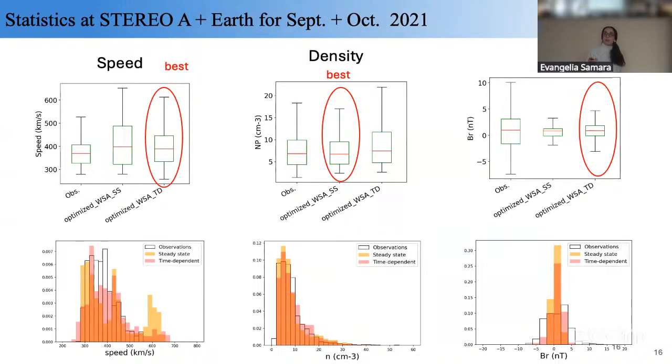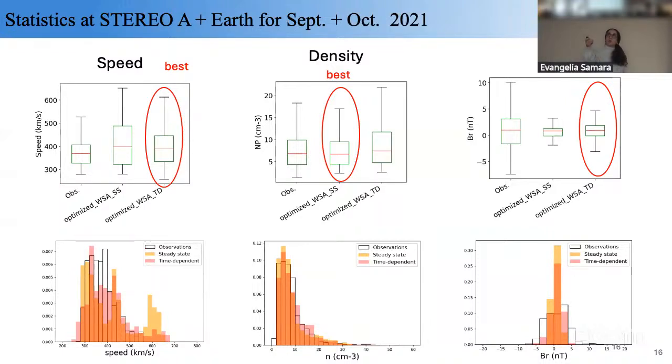With the steady state, always indicated in yellow here, and with the time dependent, indicated in red, we see, for example, overestimation of velocities here that shouldn't exist, and they don't exist in the time-dependent approach. We see that steady state doesn't capture low to medium values, while the time-dependent approach does. The same with the BR here. The red distribution is a bit better than the yellow distribution.